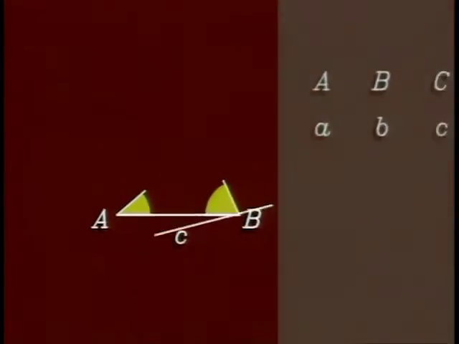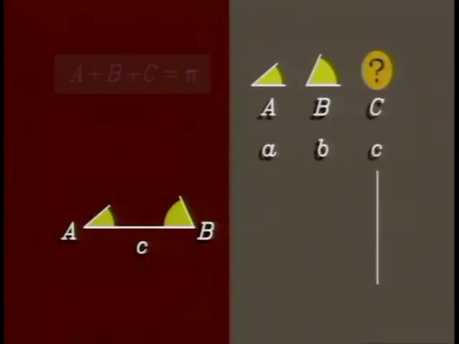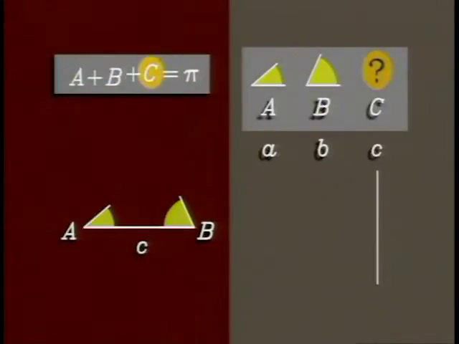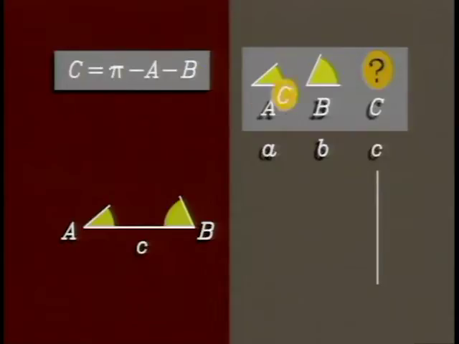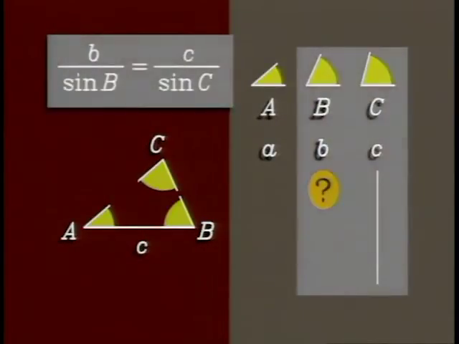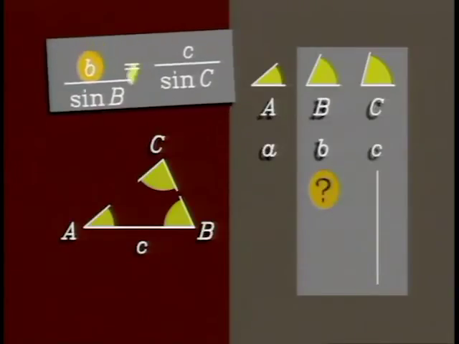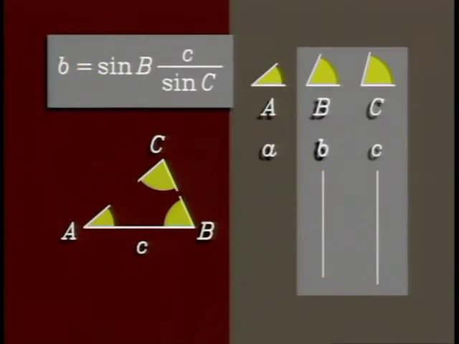For example, suppose we know this side and these two angles. First, find the angle opposite the given side. Now, use the law of sines twice to get the other two sides.